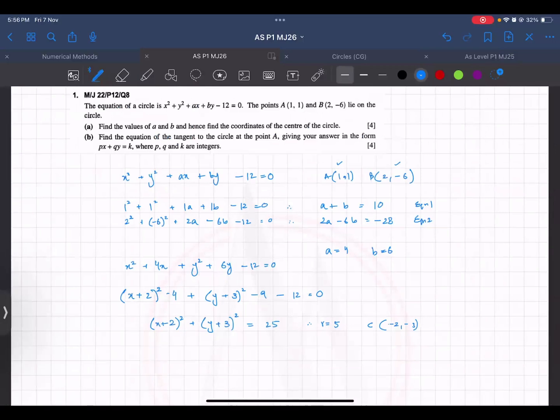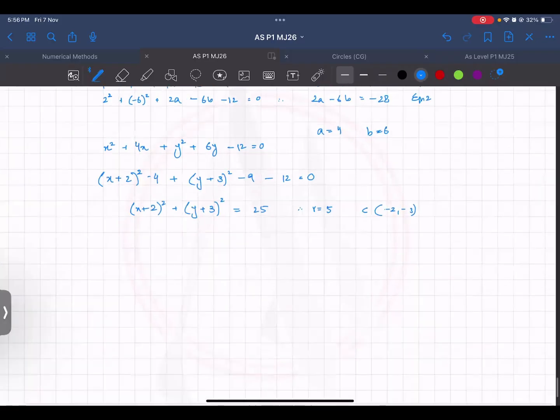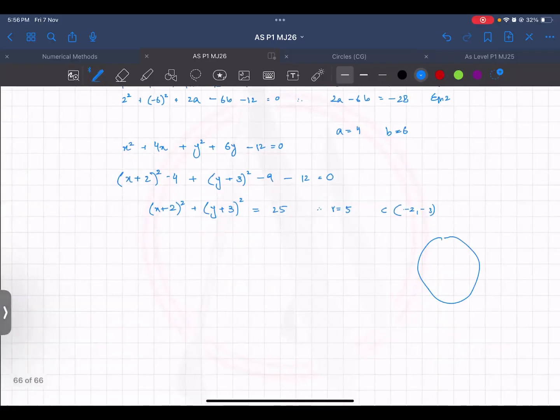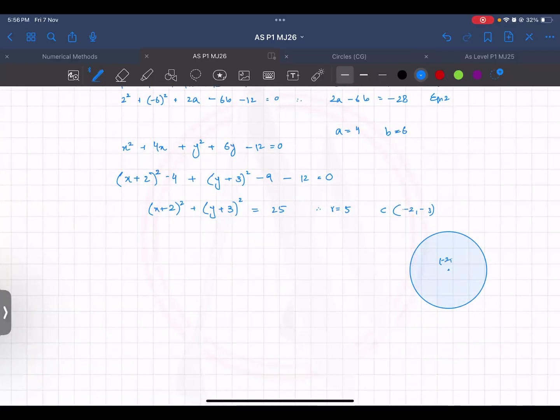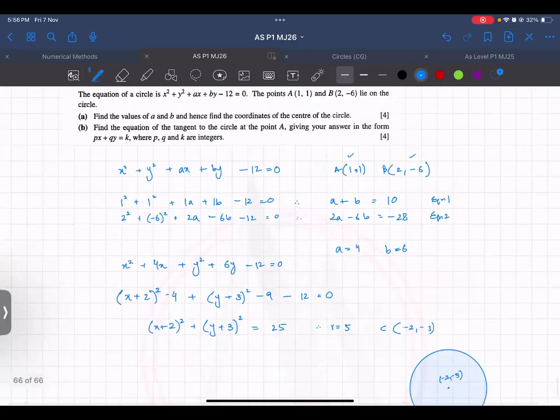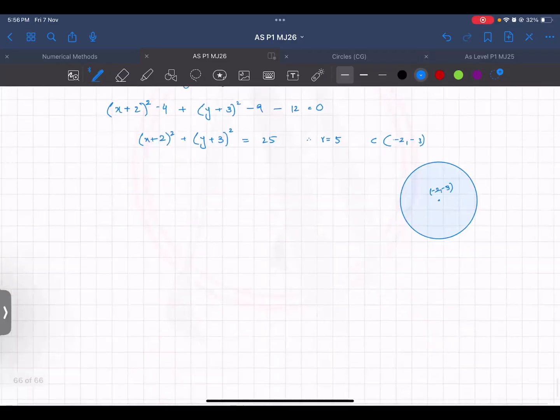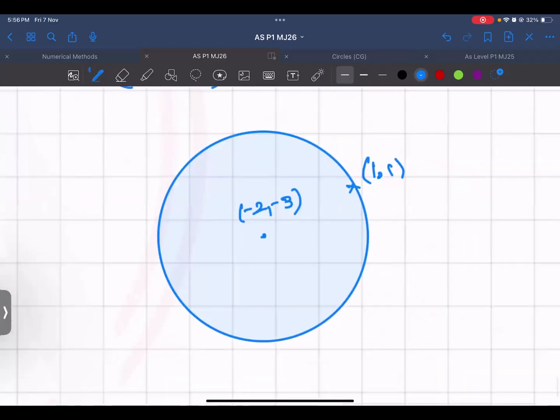Then find the equation of the tangent to the circle at the point A, giving your answer in the form px plus qy equals k, where p, q, and k are integers. So this one is easy. Now we have the center coordinate, and we have the coordinate of A. So this is your circle. The center is minus 2, minus 3, and your point A is 1, 1. They are asking you to find the equation of the tangent.